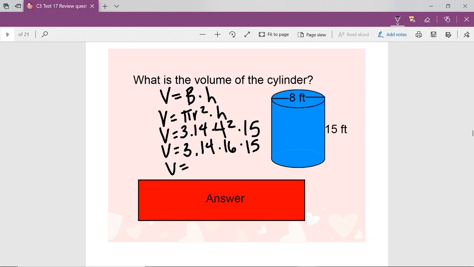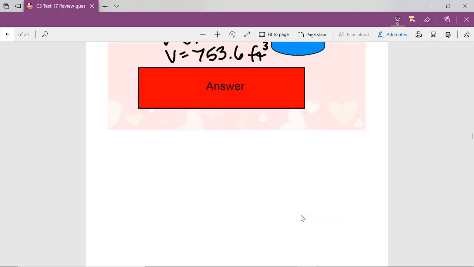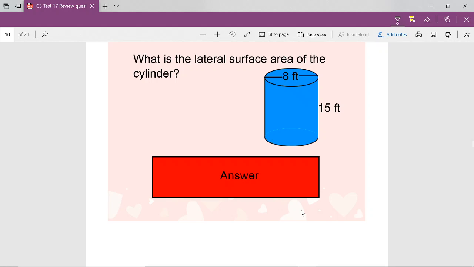Hopefully, using all of the skills that you know, you got an answer of 753.6 feet. And since we're in volume, we're in feet cubed. Make sure that you check that out. It doesn't matter which order you multiply in. I would probably do 16 times 15 and then multiply by 3.14. It ends up being less decimals to keep track of.